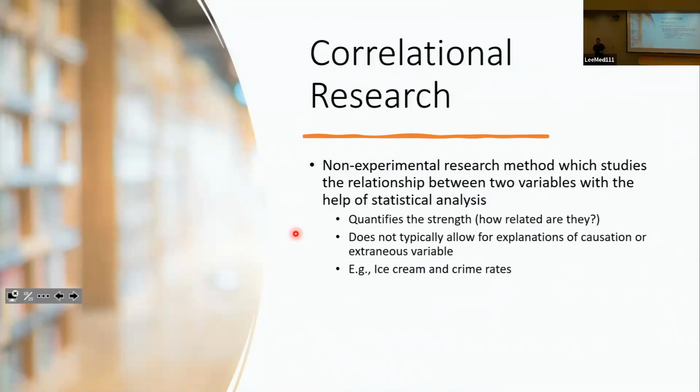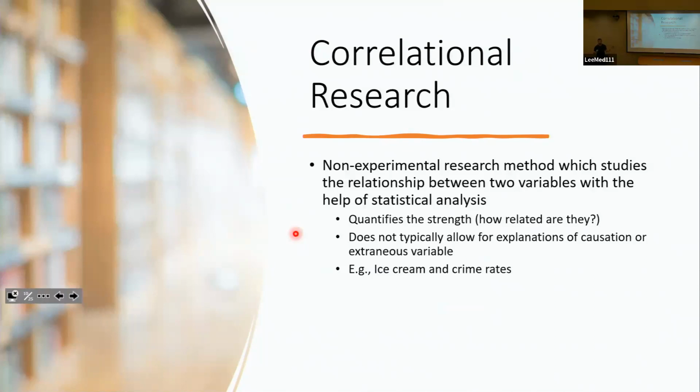So maybe it's true that there's nothing better after getting a nice ice cream cone than going out and committing crimes. That would be a causation. Ice cream causes crime rates. Maybe it's the other way around. Maybe after you commit crime, there's nothing better than having an ice cream cone to celebrate your deviousness. And that would also be a causative relationship.